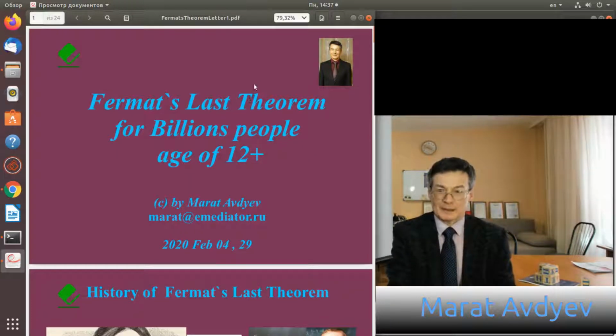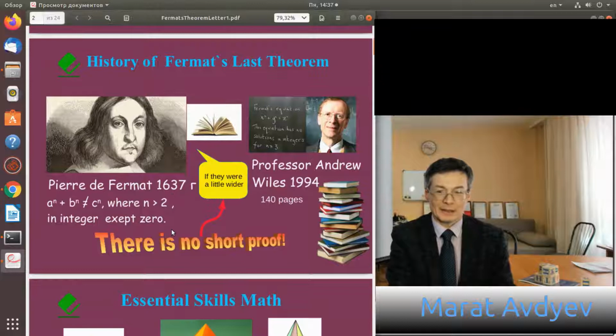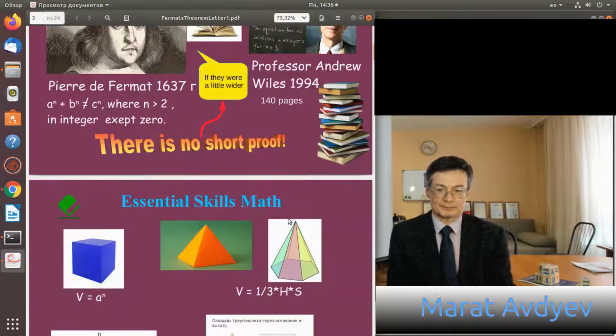Today we consider Fermat's last theorem for billions of people age 12 plus. Here is the historical review. Fermat's last theorem was formulated by Pierre de Fermat in 1677. This theorem was proved by Professor Andrew Wiles of Princeton University in 1994, but his proof consists of 140 pages.